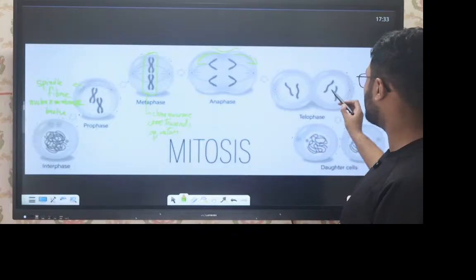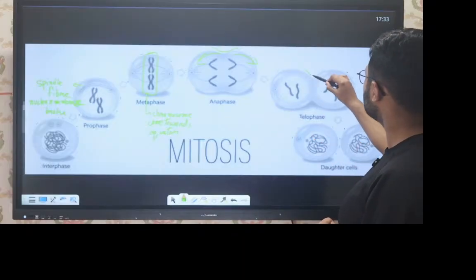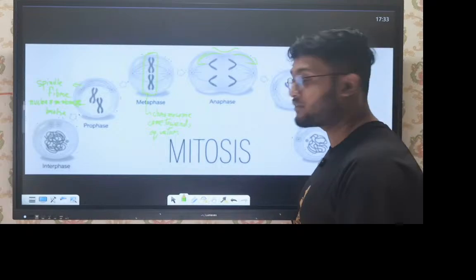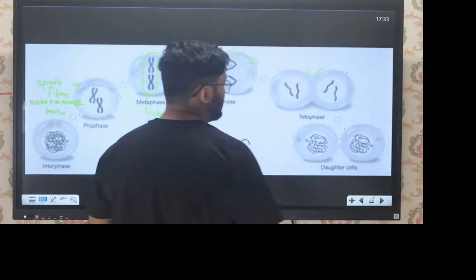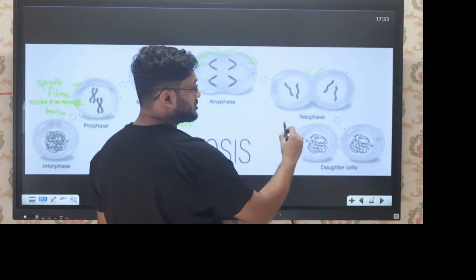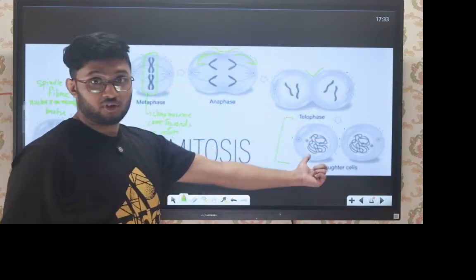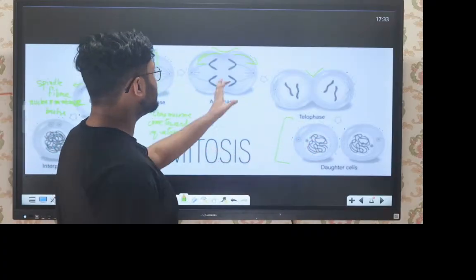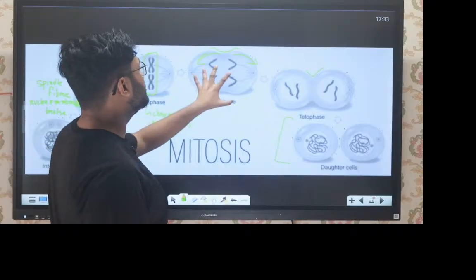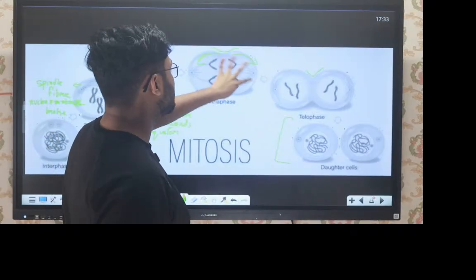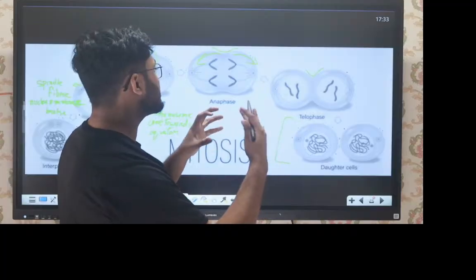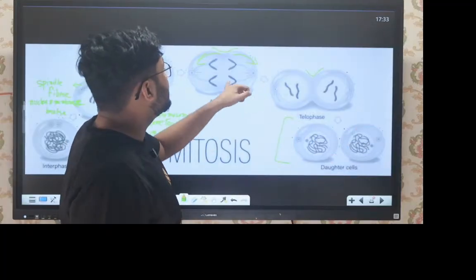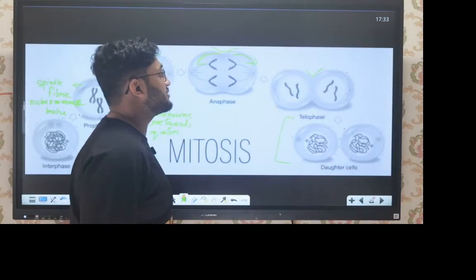For example, look at the telophase. See, the depression is greater, right? And what happens at the end of the telophase? You have two separate daughter cells. So what happens in the anaphase? Sister chromatids move towards the opposite poles. Imagine it as the great stretch. All right. Now let's learn about the telophase.